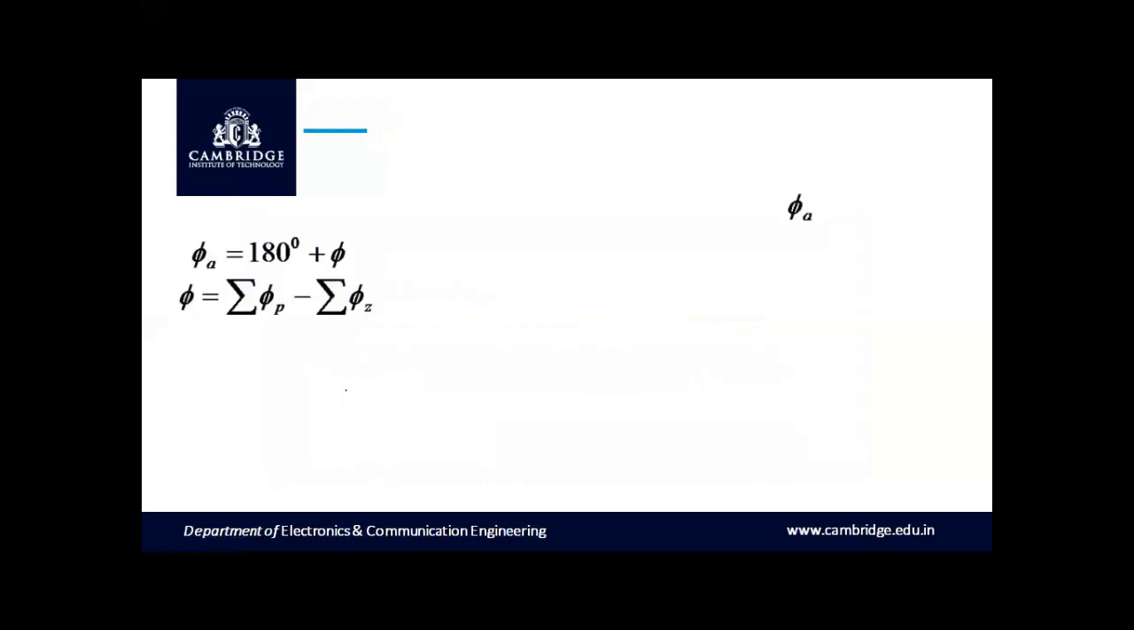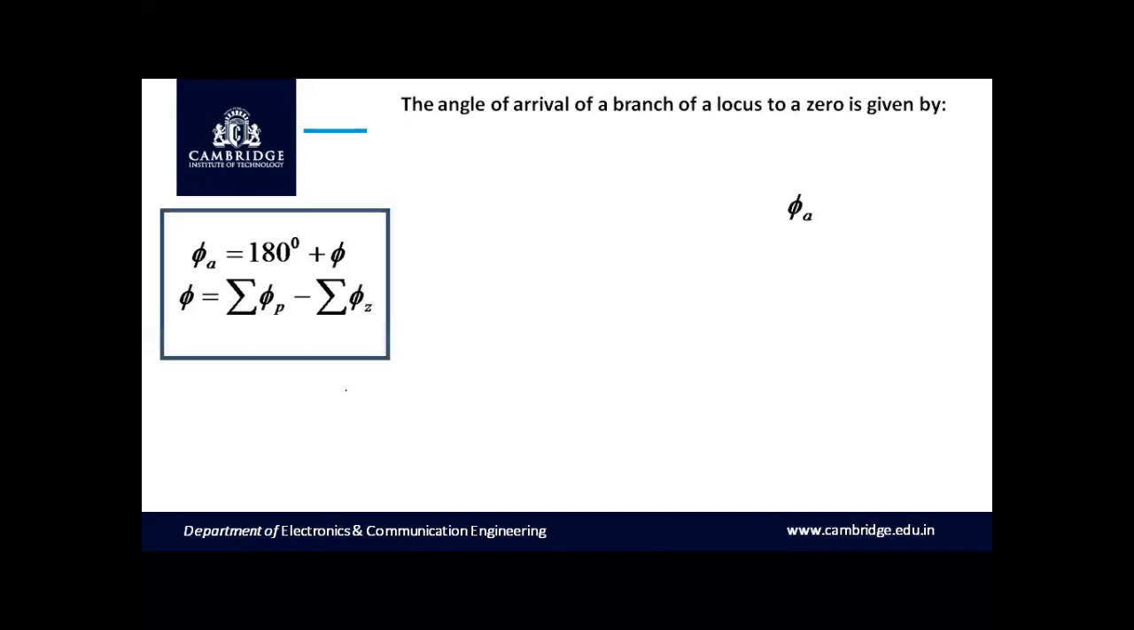Similarly, the angle of arrival is given by phi a equal to 180 degrees plus phi, where phi is equal to summation phi p minus summation phi z. And the angle of arrival is subjected to complex zeros.